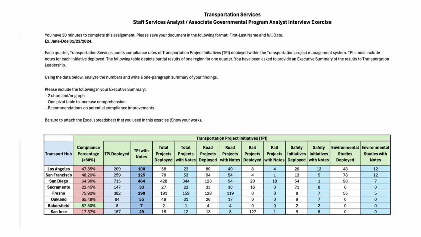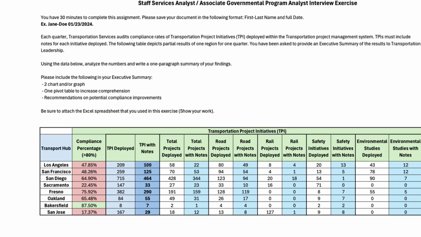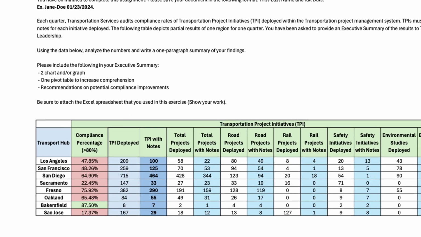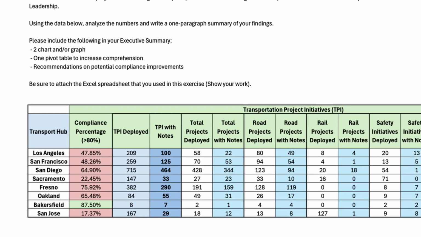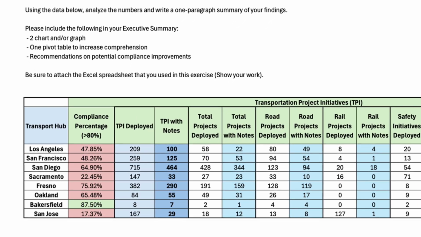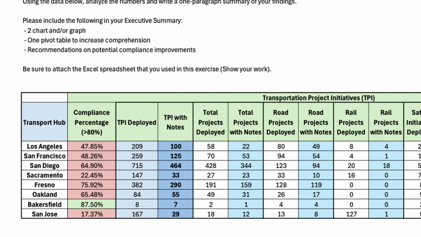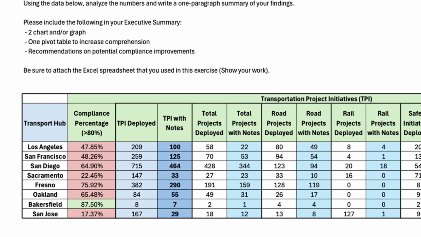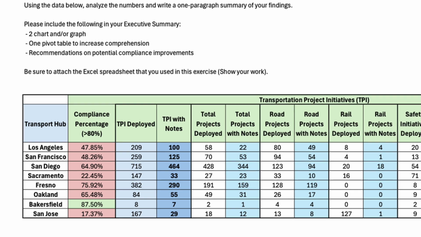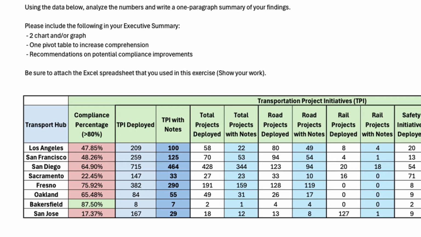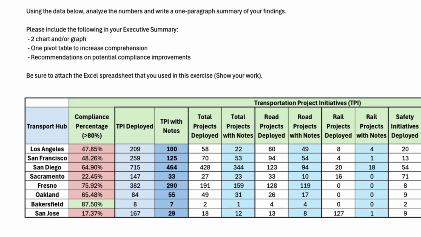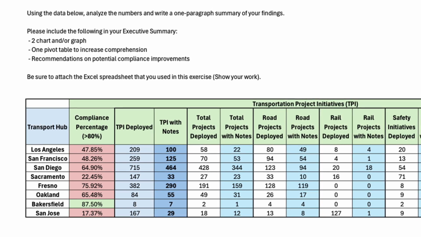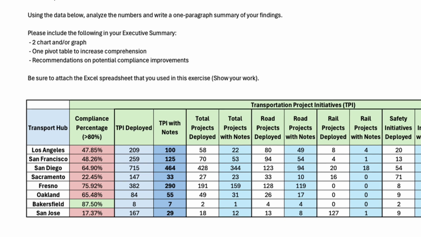Let's dive into the data. We're looking at compliance percentages and the Transportation Project Initiatives, or TPI, across various cities in California. Immediately, one detail captures our attention. Only Bakersfield surpasses the green compliance threshold of 80% with an impressive 87.50%. When we look at the TPI deployed and TPI with notes for Bakersfield, the numbers are quite close, 8 and 7 respectively, which explains the high compliance rate.